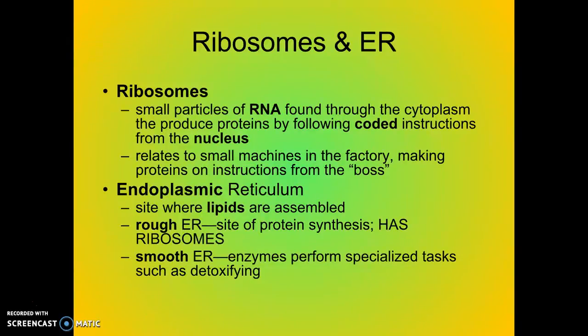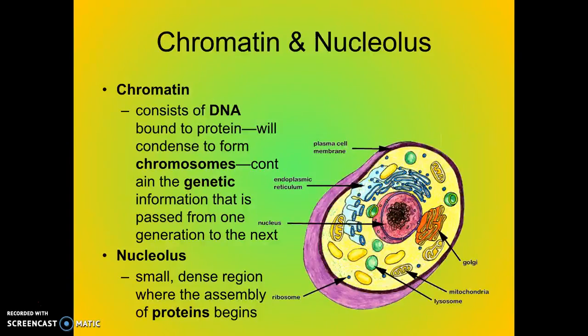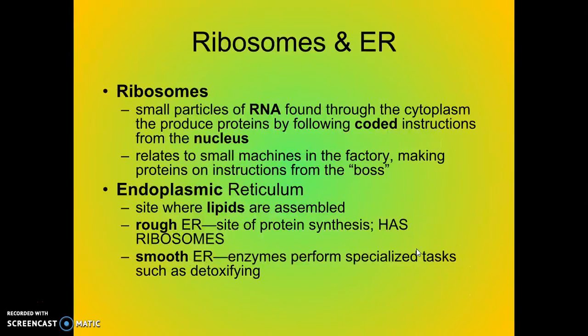The last things we're going to talk about today are the ribosomes and the ER. Ribosomes are super duper important because they help produce proteins by following coded instructions from the nucleus. If I go back to this picture here, these little dots all around in the cytoplasm are ribosomes. These would be maybe workers or small machines in a factory. They're making proteins based on the instructions from the boss, or from the nucleus.